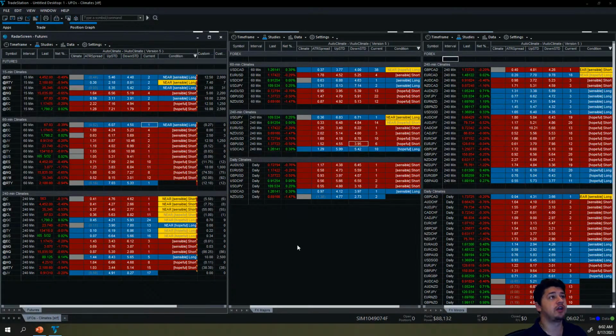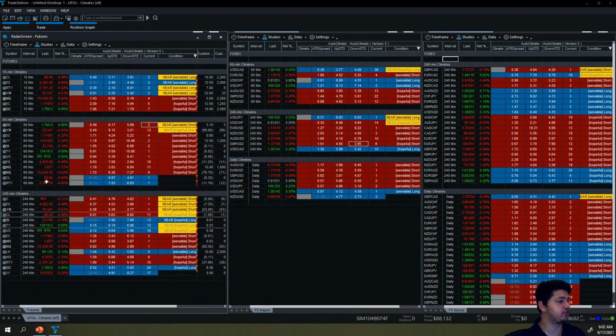This is our workspace here that we utilize to basically figure out what's going on with the markets, the different instruments that we trade, whether it's on the 50-minute time frame, 60-minute time frame, or the 240-minute time frames. We're looking for something that is a confirmed climate, meaning it's either red or blue here, not gray, right? And preferably, we would like it to be a near sensible long or short, depending on the confirmation. So that's what we want to see.